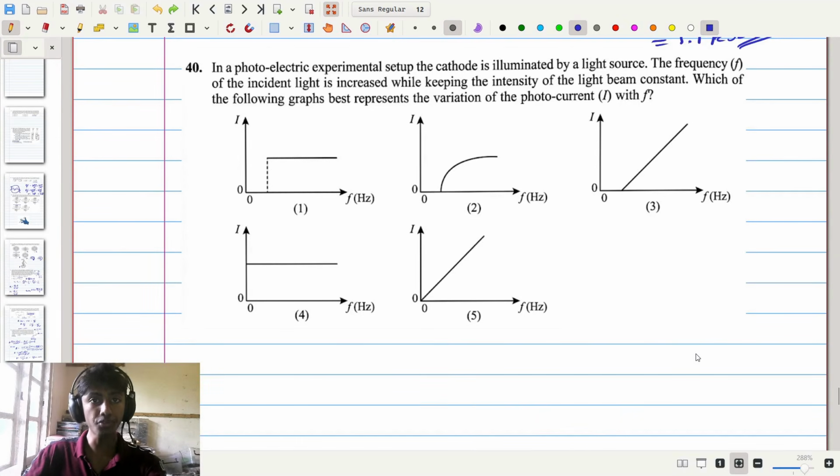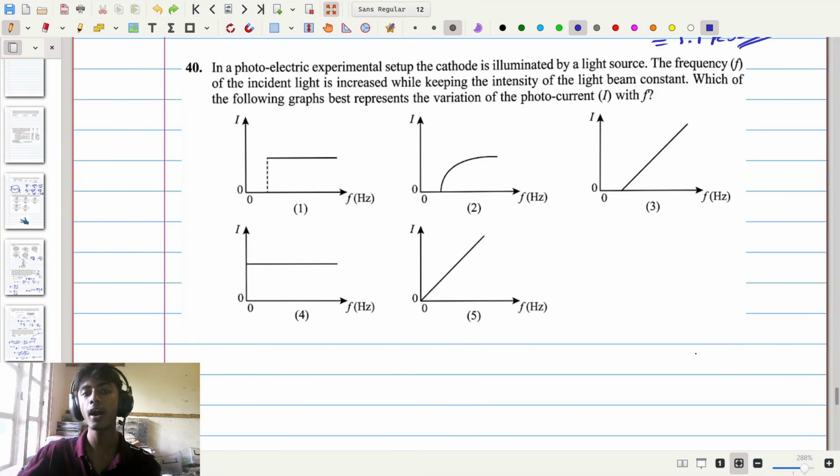Now finally, if you go to question 40, it says, in a photoelectric experimental setup, the cathode is illuminated by a light source and the frequency f of the incident light is increased while keeping the intensity of the light beam constant. Now given this, they ask us, which of the following graphs best represent the variation of the photocurrent I with the frequency f? Now here, as we increase frequency, since we keep the intensity constant, i.e. the number of photons per second constant, the number of electrons per second, i.e. the current, must also be constant as we increase frequency.